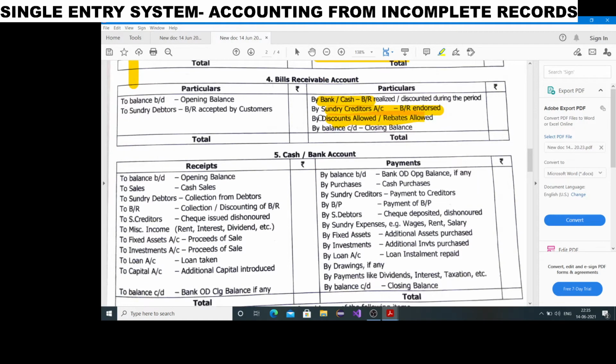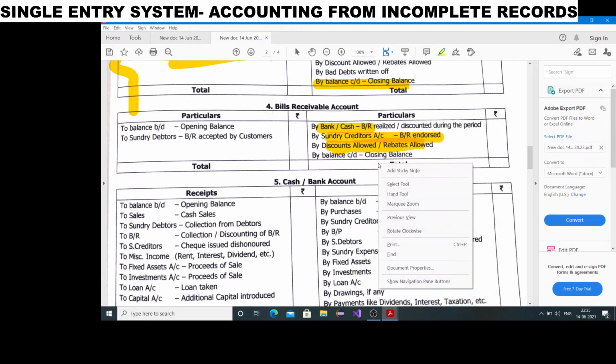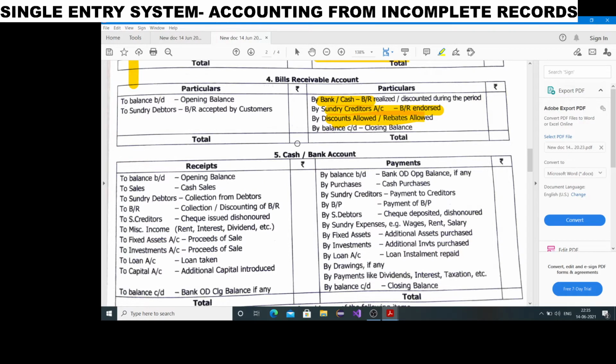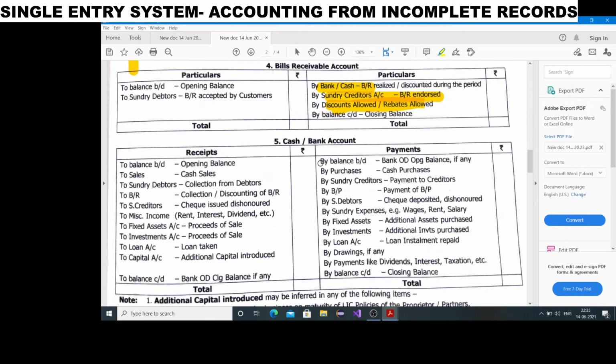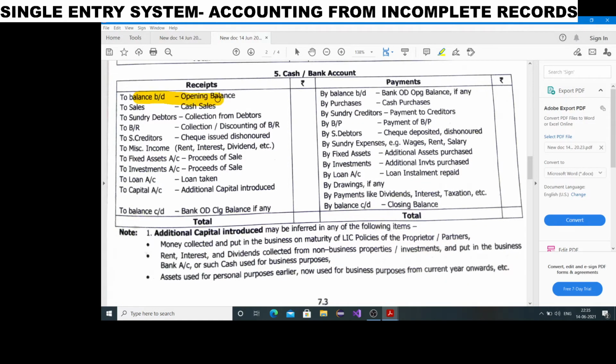And from bills receivable account, you can find the amount of bills accepted, or the closing balance of bills, or any of the information which is not given in your question. The balancing figure will be your finding. Okay. Next, cash or bank account. Again, opening balance. For example, here you have to find the closing balance, so closing balance will be a balancing figure.